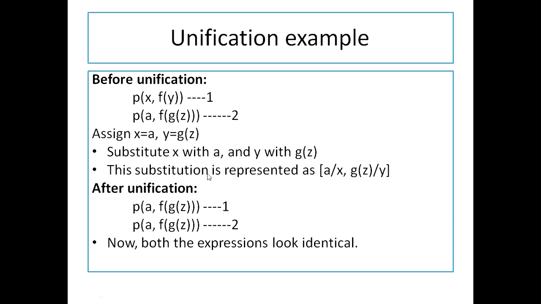What do we get now after the substitution? We get p of a comma f of g of z for equation number 1. For equation number 2, we are getting p of a comma f of g of z. Now you can see these two expressions are looking identical. So this is an example to show how we generate the result of unification.